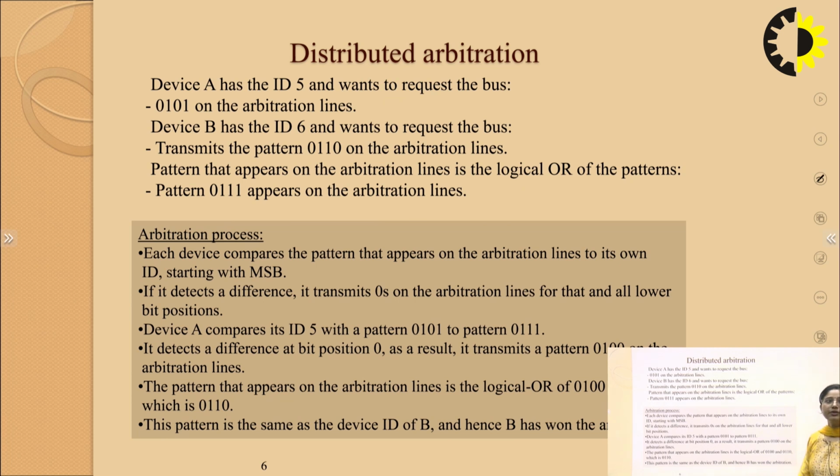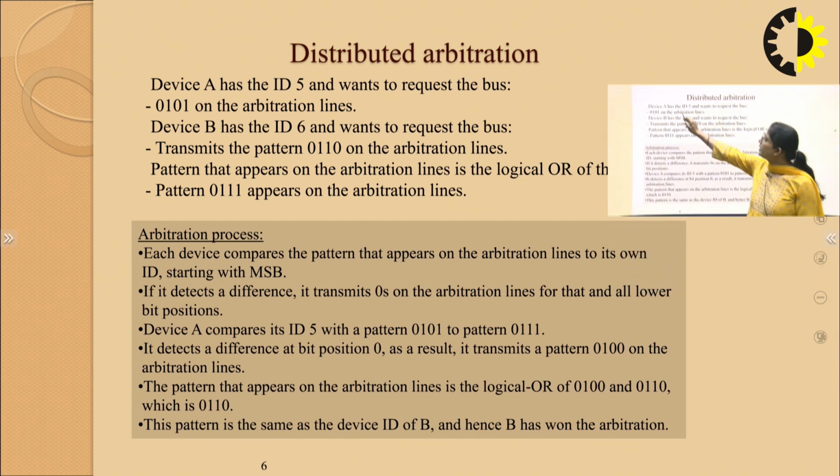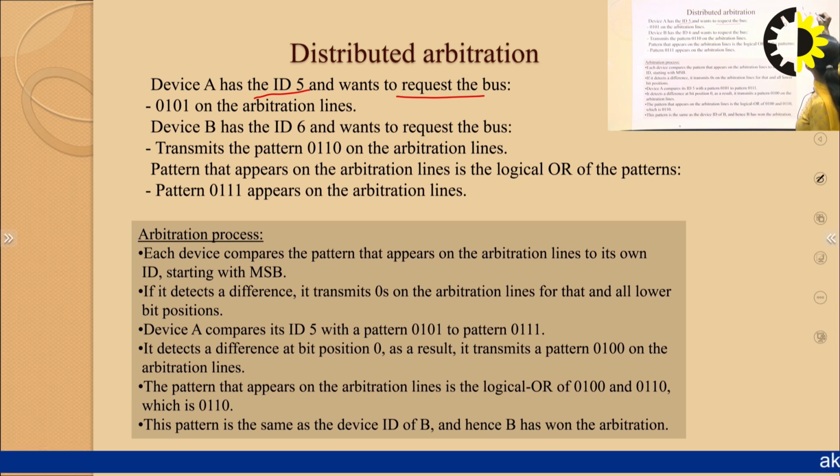Let's see some more important concepts of distributed arbitration. Here device A has ID 5. Let us suppose there is a device A that has ID 5 and wants to send a request to the bus. The place values in binary are 8, 4, 2, 1, and we want to write 5 in binary. 4 plus 1 is 5, so in binary we write 0101, which is 5. So there is ID 5 on the arbitration line.